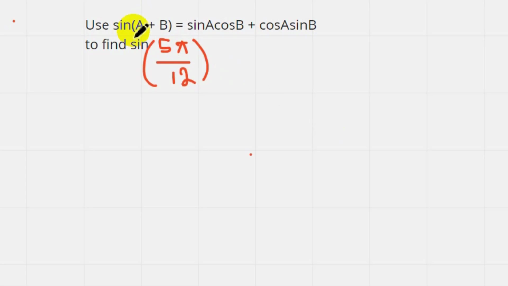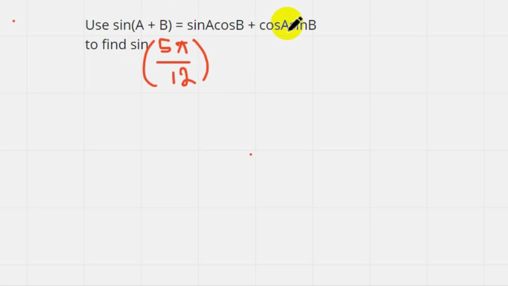Let's solve this. They are saying to use sin(a + b) = sin a cos b + cos a sin b. This is the angle sum identity for sine. To find sin of 5 pi over 12, this is an angle in radians, and it equals 75 degrees, which means find sin 75 degrees using this identity.